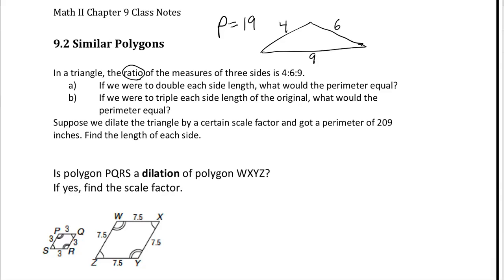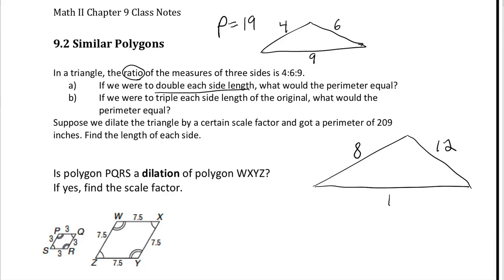If we were to double each side length, we're going to have a much bigger triangle. And if we double each side length and then find the perimeter by adding 8, 12, and 18, that would be 38. The thing to notice here is the perimeter doubles.